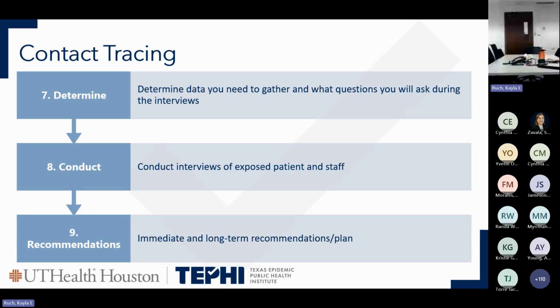Then for step 8, you will conduct the interviews. You'll go down your list, you'll ask the questions, and you'll determine if close contact exposure criteria has been met. Then for step 9, you will determine immediate and long-term recommendations and plans, which usually involves testing them, providing them care, whether they should quarantine, putting them on isolation, all of those measures.